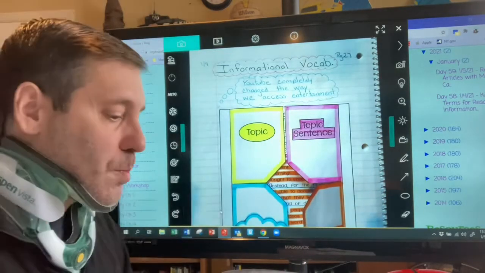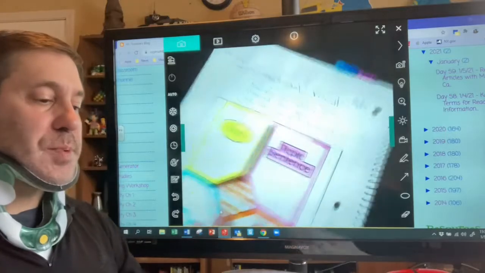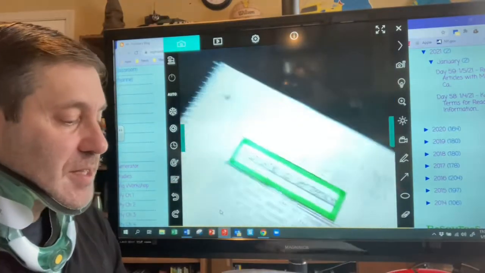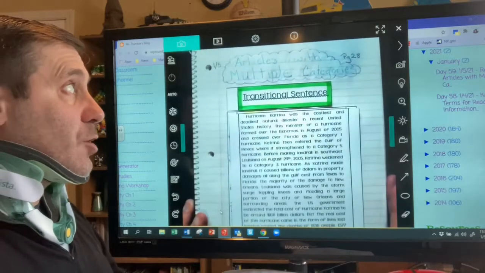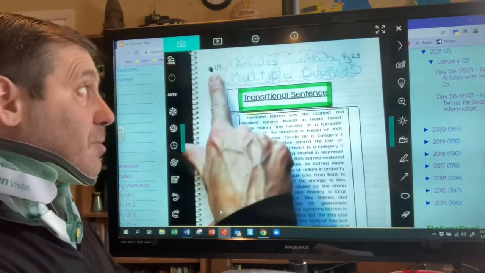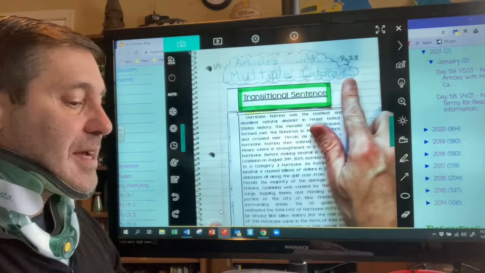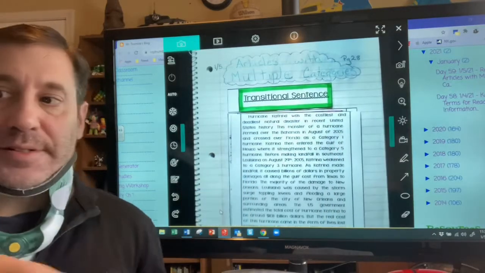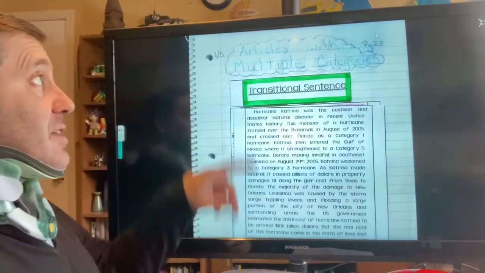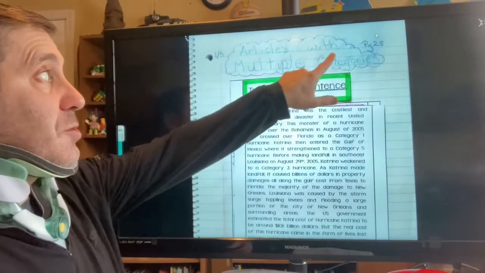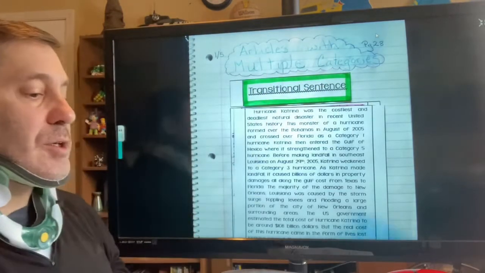So, in your notebook, you're going to turn to the next page, and we're going to date and title our notebook. Today is January 5th. It is page 28. And the title is Articles with Multiple Categories.